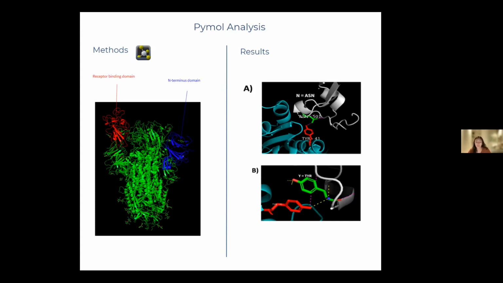From these images, we can conclude that the mutation leads to an increased number of polar interactions, or hydrogen bonds, which increases the affinity between the spike protein and the ACE2 receptor in the cell. This indicates that transmissibility could potentially be increased. Also, it is important to note that this mutation is found in variants from the UK, South Africa, and Brazil.